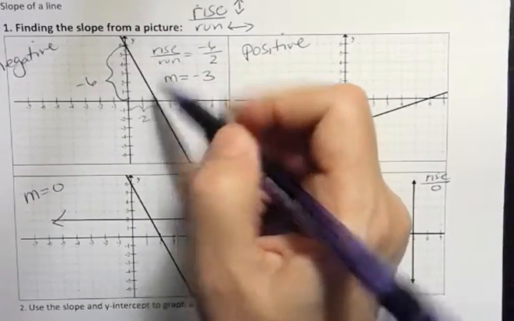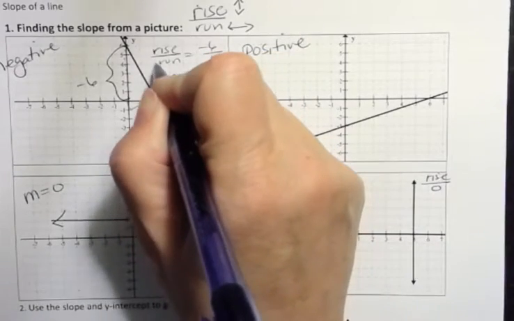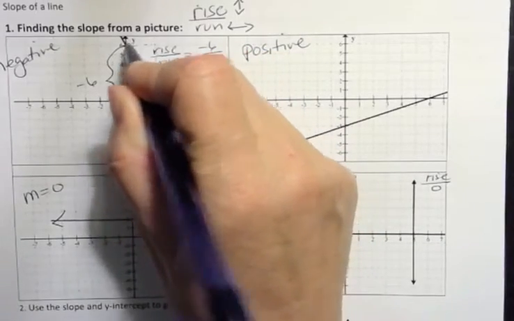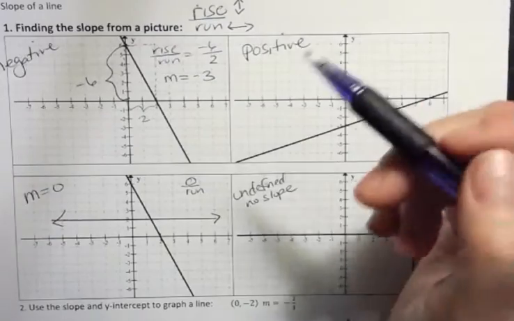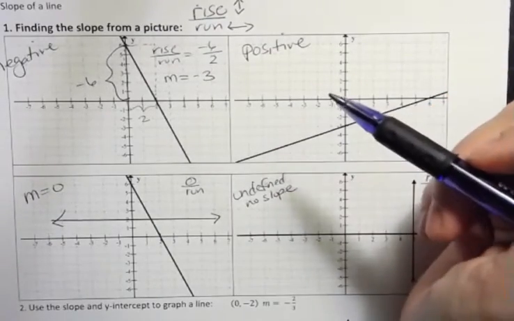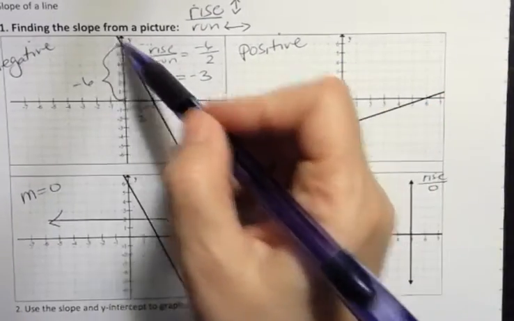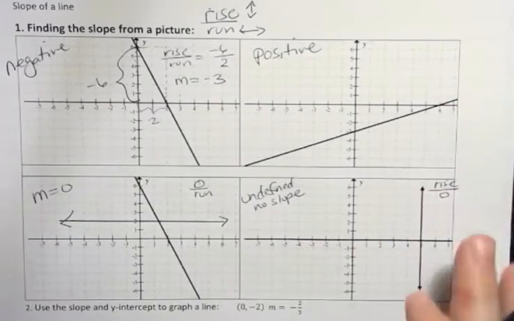What if I went the other way? Well, if I went the other way, I would be going up 6, but I'd be going backwards too. So I'd have 6 divided by -2, which would still give me a slope that's negative. I know it's got to be negative because it's falling from left to right.